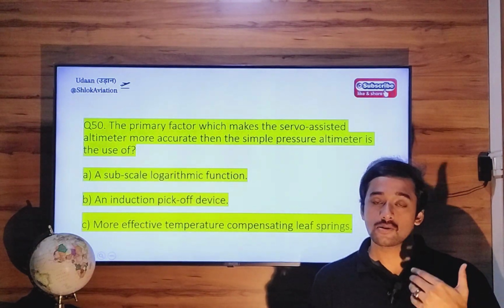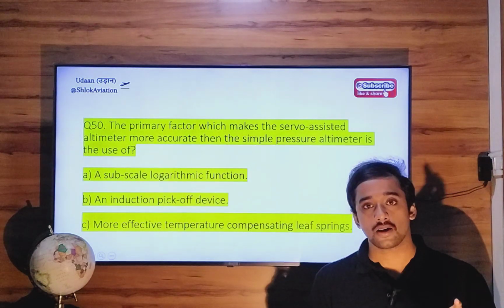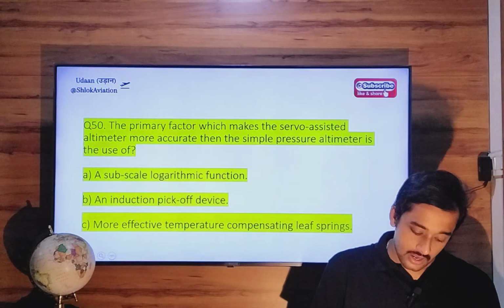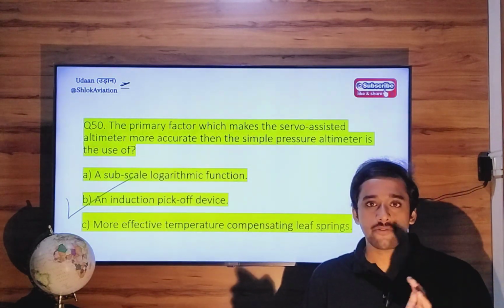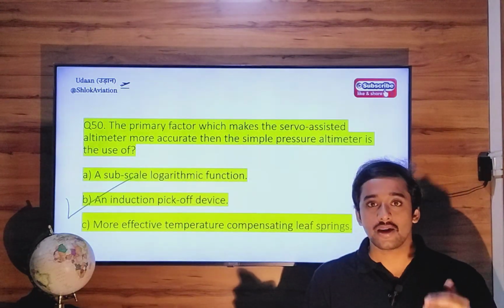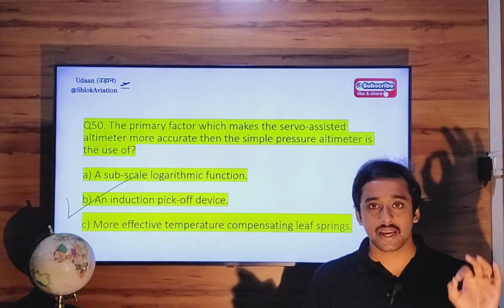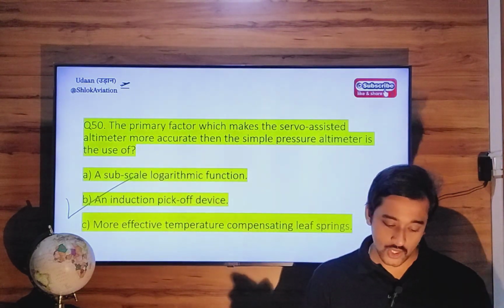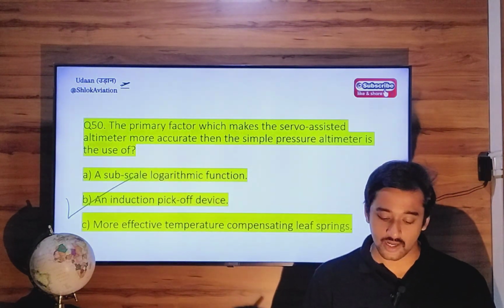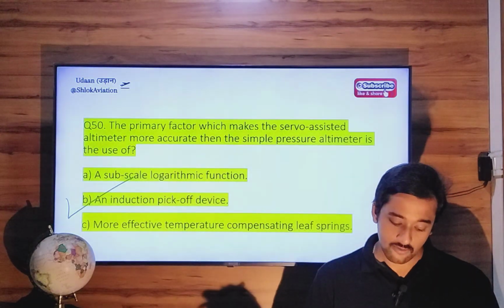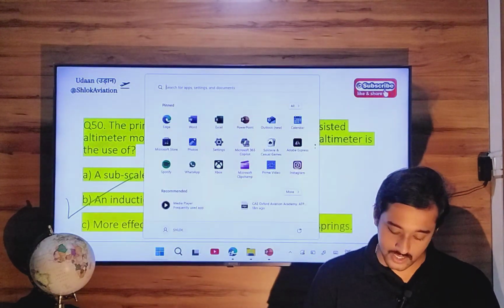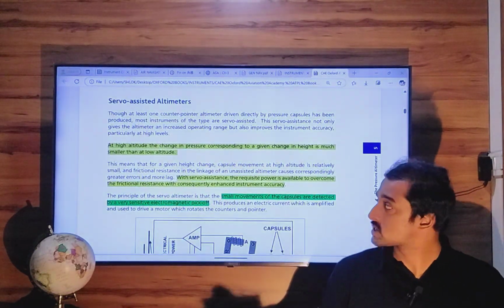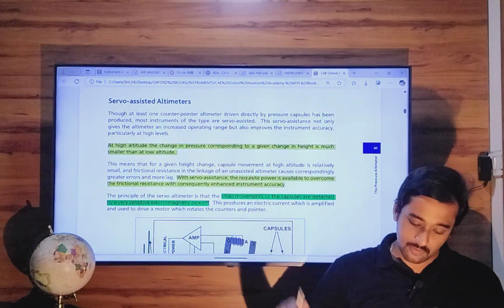But when you insert technology in this altimeter, like a servo assisted altimeter, which uses an induction pick-off device, some kind of electricity in its operation, the efficiency of the altimeter increases. The reading given by it is more accurate, and it happens very quickly, instantly. So the primary factor which makes the servo-assisted altimeter more accurate than a conventional one is the availability of an induction pick-off device. Read the altimeter chapter, chapter number 5, instruments book from Oxford, servo-assisted altimeters paragraph.